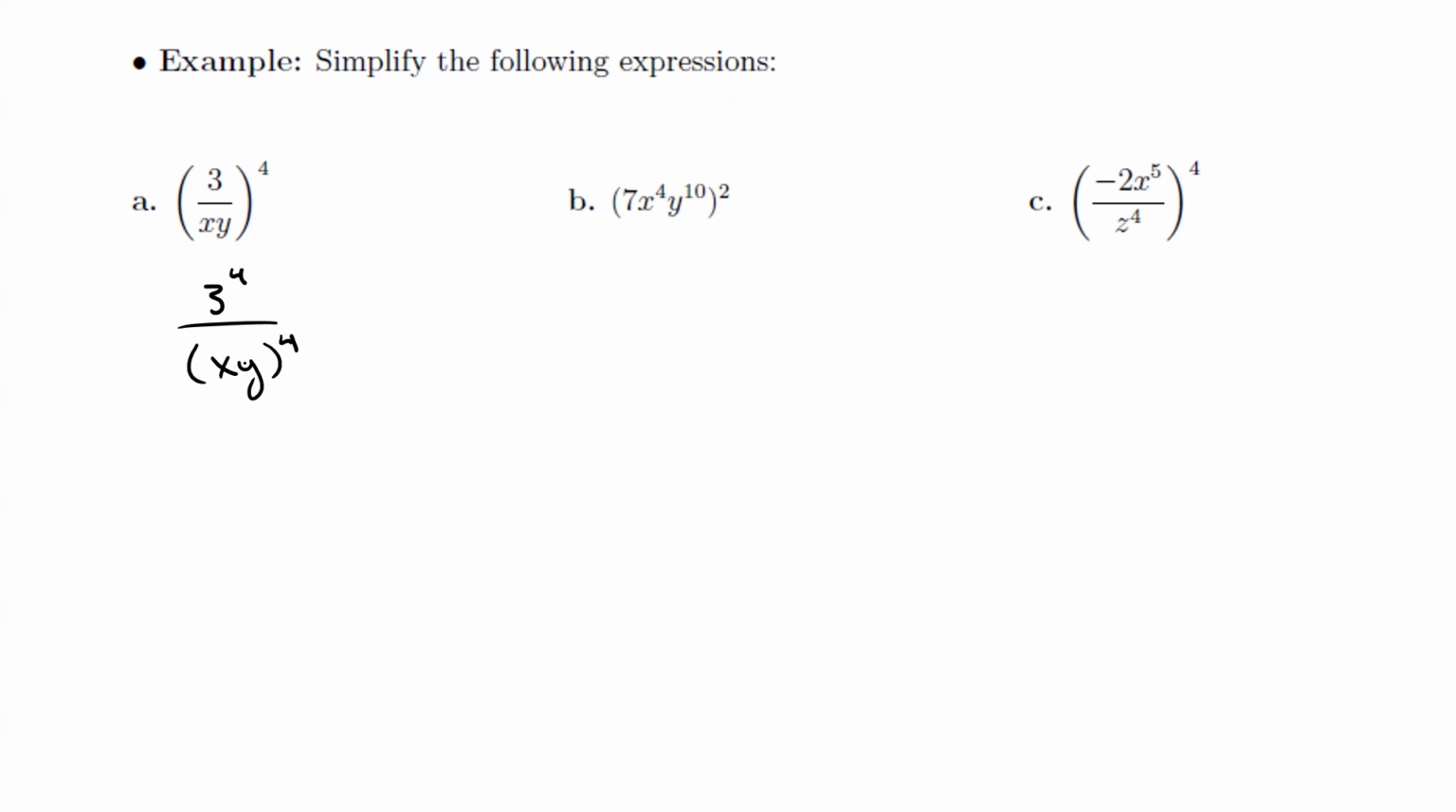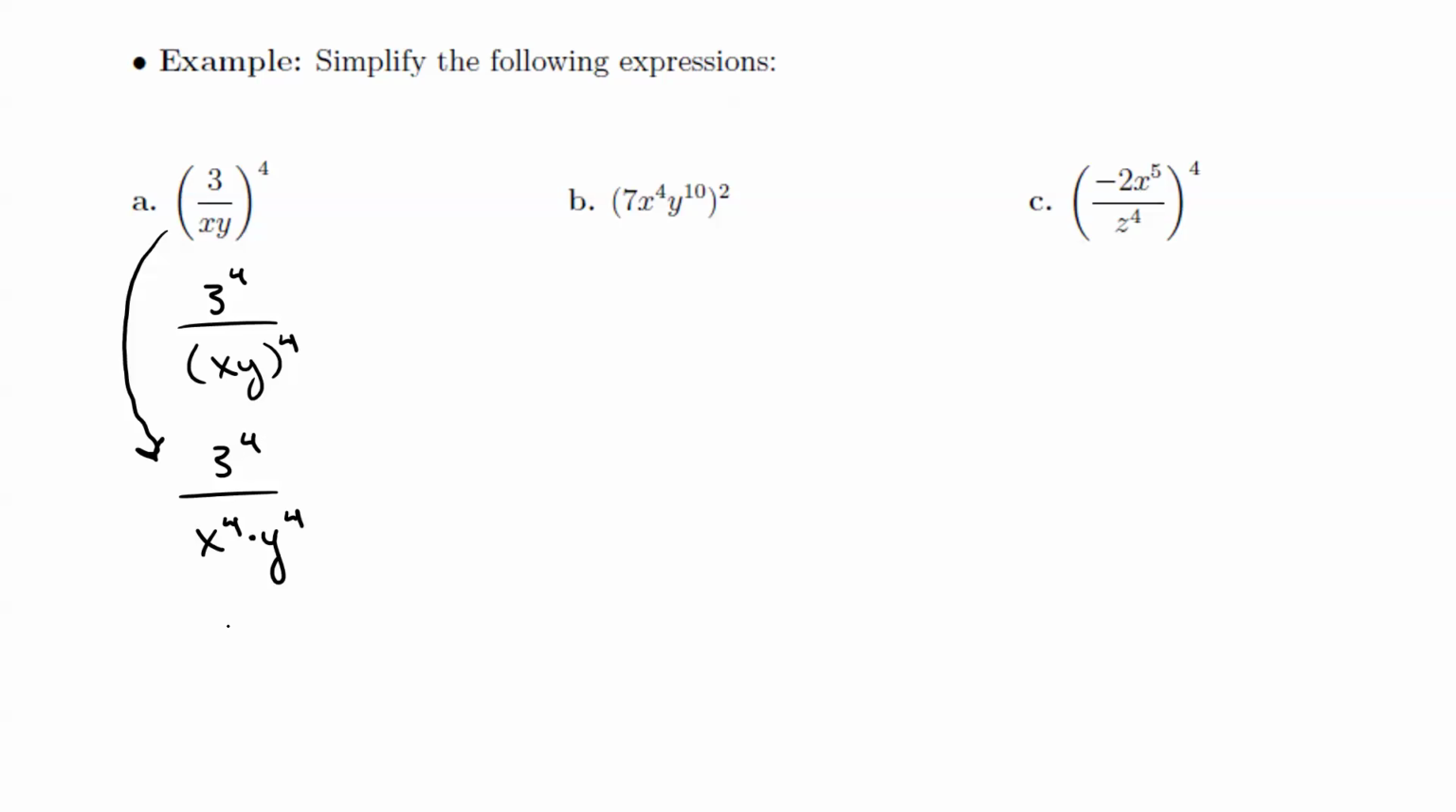But then I have multiplication raised to the fourth. So I can take the x to the fourth and the y to the fourth separately. So this is what I mean by it might be okay that you skip some steps. If you combine those two and went straight here, that's okay. I don't mind that at all.